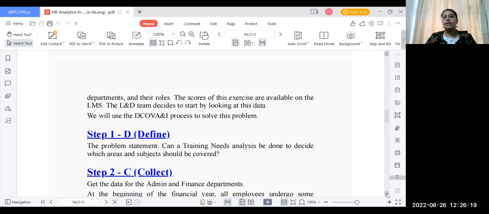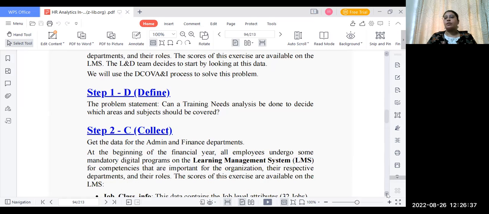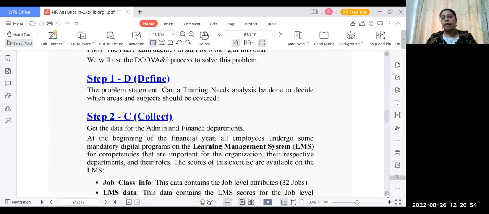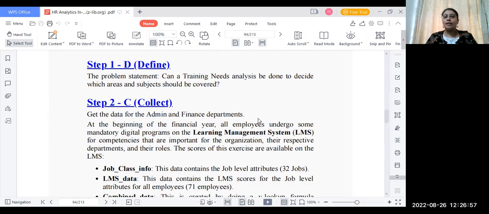Okay, so this is the defined problem statement: can a learning need analysis be done to decide which areas and which subjects should be covered for people of these two departments, given their scores which are already part of the every year program? All employees undergo some digital programs on the LMS, and these scores are available. So can the learning and development team look at it and come up with a learning gap analysis? In the next video, I will take you through how we will solution this.